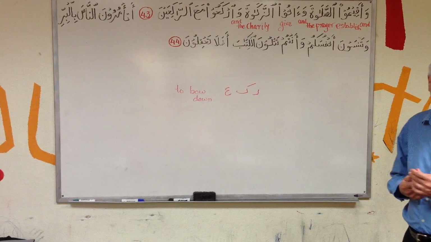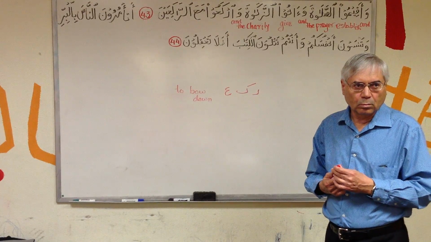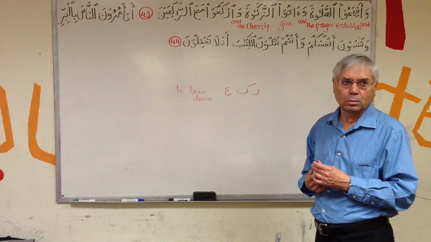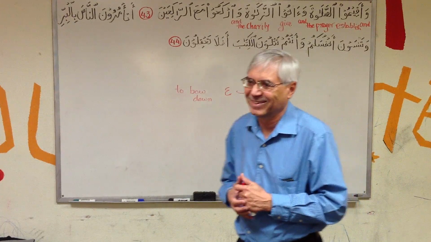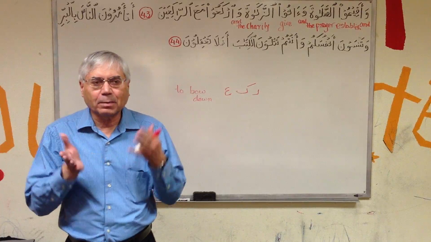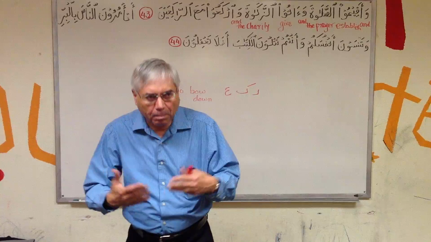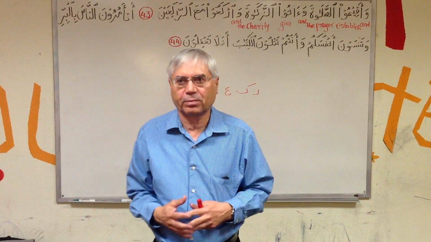So when you say Maghrib prayer is 3 rakah or 4 rakah, that means 3 times bow down. That's a different meaning. This is a different meaning. So this bow down is submit yourself. Okay? Bow down, submit yourself.